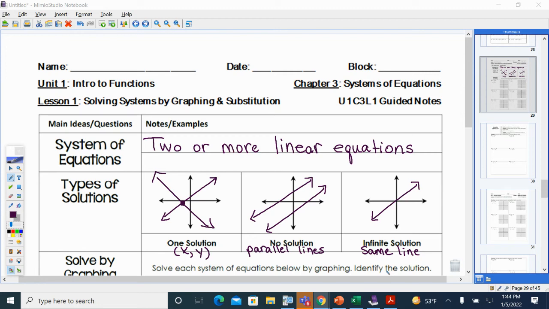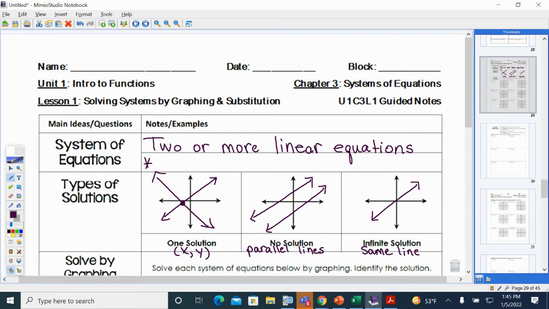This video is on Unit 1, Chapter 3 on Systems of Equations, Lesson number 1, Solving Systems by Graphing and Substitution. To start off in your notes here, the definition of systems of equations says two or more linear equations. As we progress through the chapter, what you're going to find out is that a system can be more than just linear equations. You can have two or more equations of any kind. And the solution to any system is the point or points of intersection.